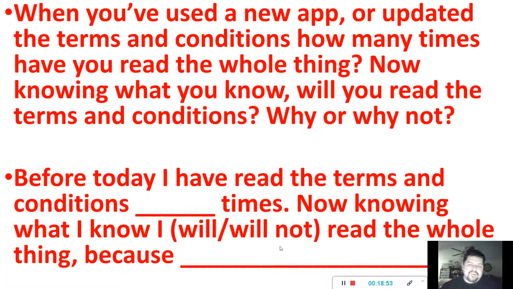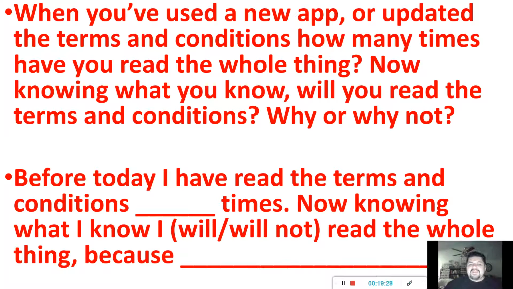All right, so here's your next question. It says, when you've used a new app or updated the terms and conditions, how many times have you read the whole thing? That answer should be zero. I have yet to meet a student who legitimately has read the whole thing. I've had students try to tell me they have, and when I mention some things that are typically in every single terms and conditions I've read, they have no idea what I'm talking about. So that one should be zero for every one of you.